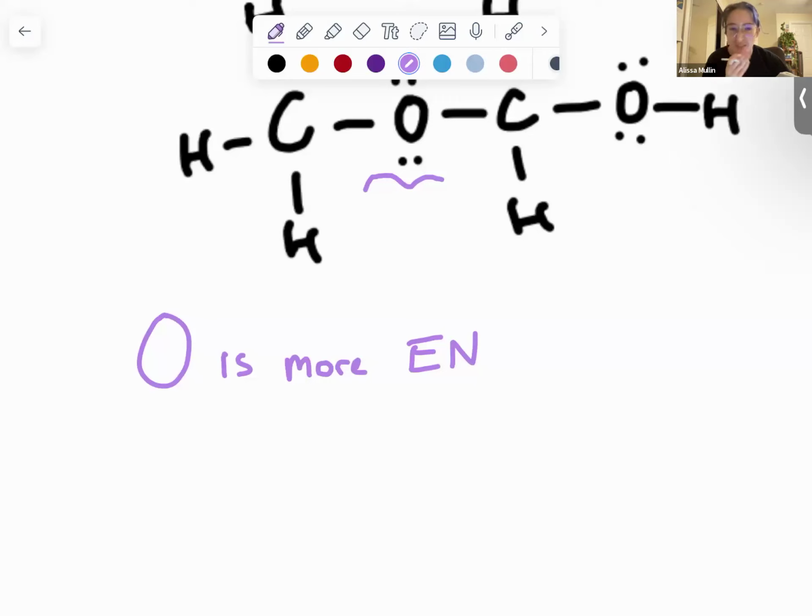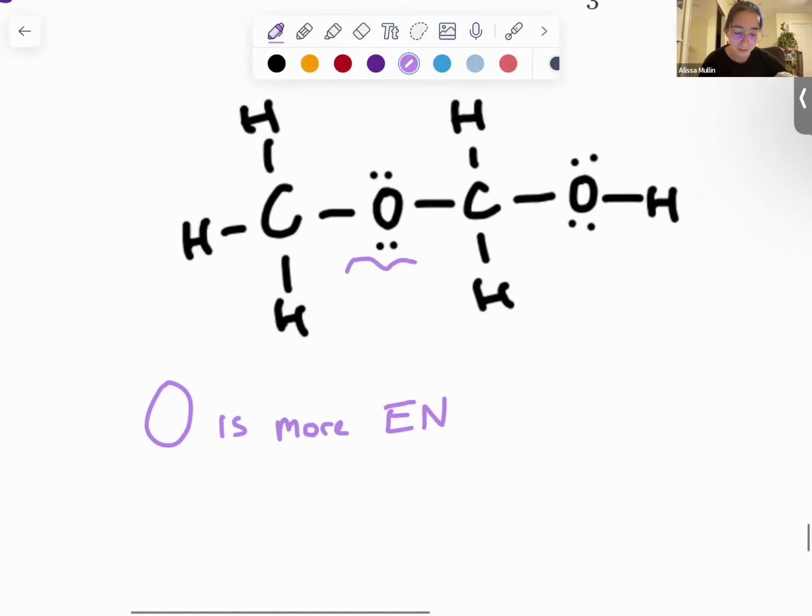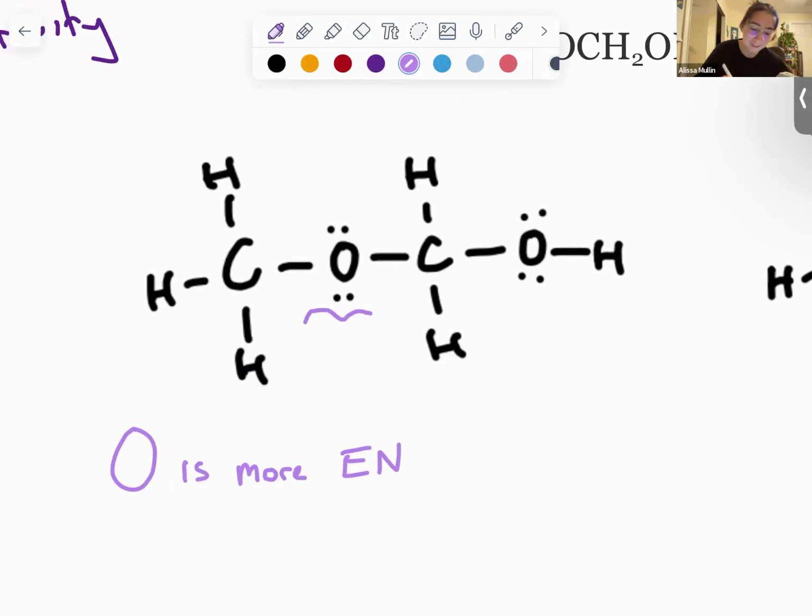So electronegativity, pulling on electrons. I think we kind of think of it as when we draw a Lewis structure, we're like, these bonds are between those two atoms, and these bonds are between those two atoms, and these bonds are between those two atoms. Which, yes, that is mostly true, but it's more complicated than that.